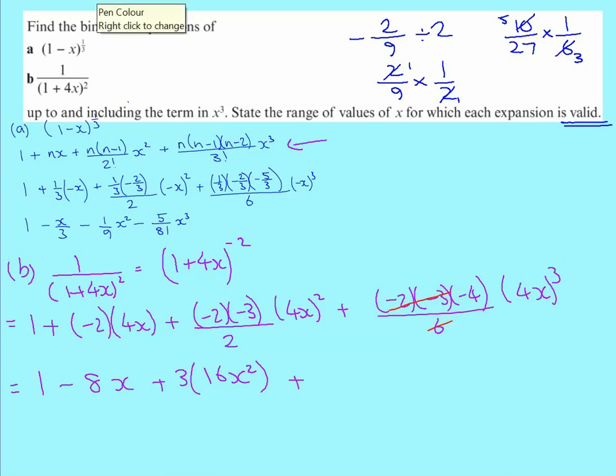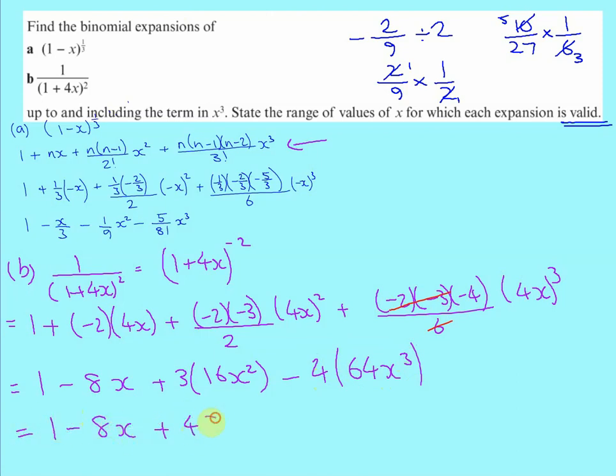So we're going to need to get rid of that plus. So it's going to be a minus, we can see that, and so it's minus 4 lots. 4 cubed is 64x cubed. So we've got 1 minus 8x plus 48x squared minus 256x cubed. And there you have it.